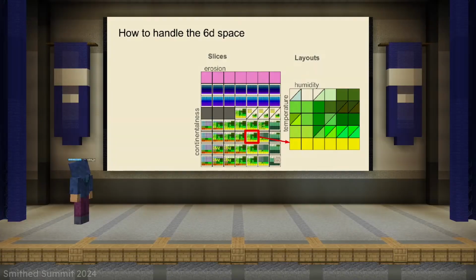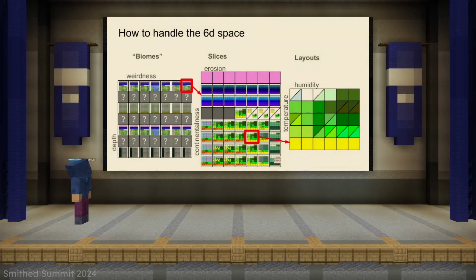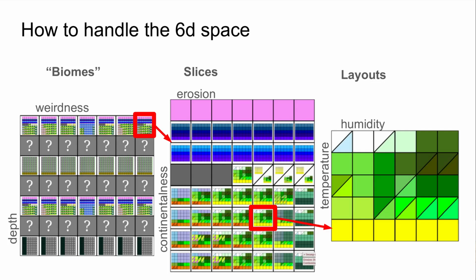So let's deal with the last 2. We do it in the same way, obviously, by adding another grid. This one is just called the Biomes grid because there's only one of those. It's based on weirdness and depth. Now, for each combination of weirdness and depth, so in each cell, you can decide which slice to place.